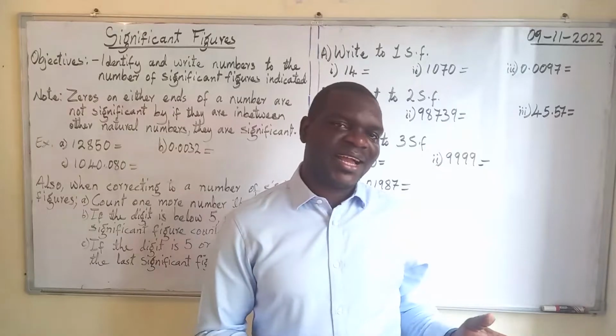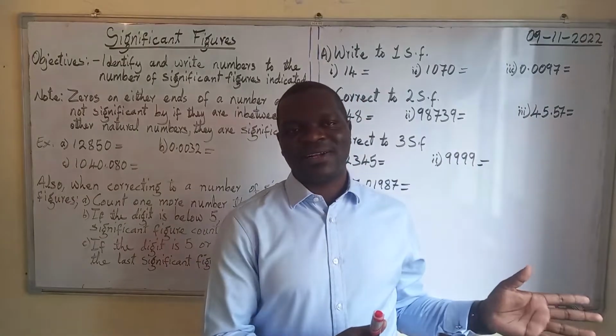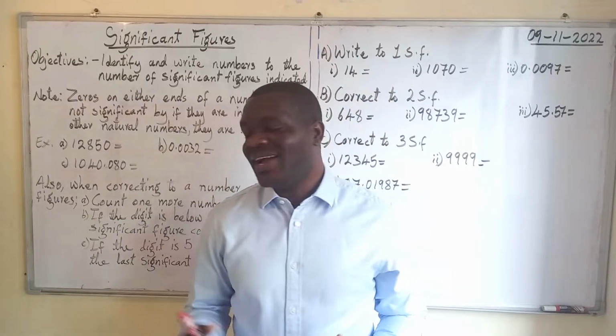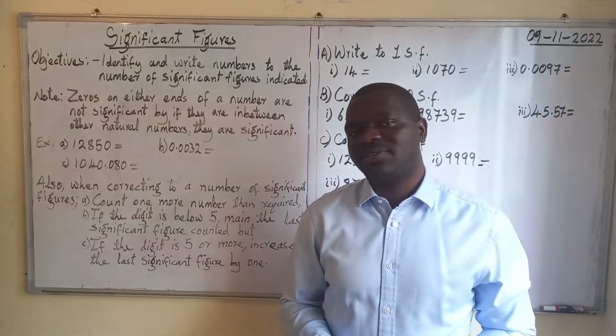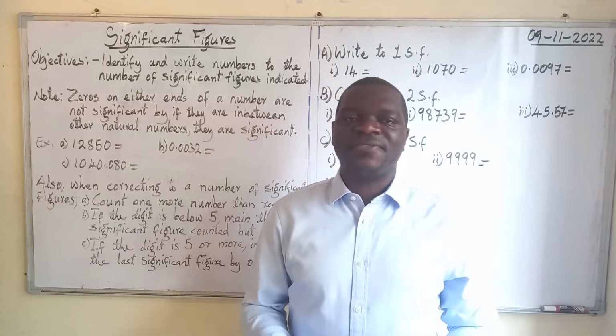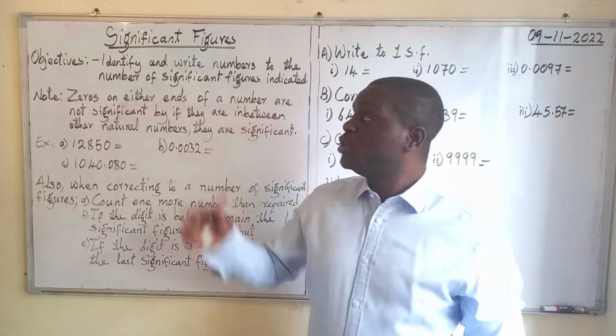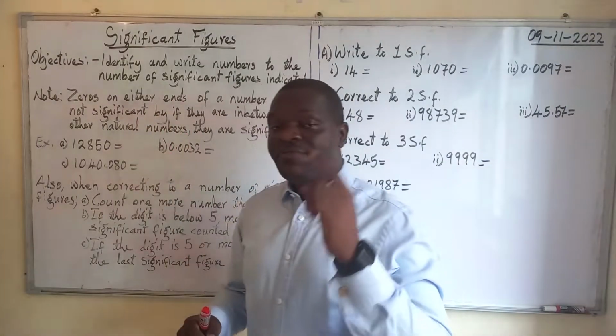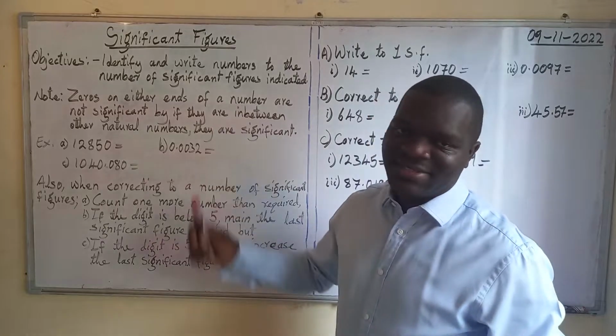Today, after looking at rounding up decimals in our last lesson, we are going to be looking at something new, and that is significant figures. By the end of the lesson, we should be able to identify and write numbers to the number of significant figures indicated. There is something very important to take note of as far as this is concerned.